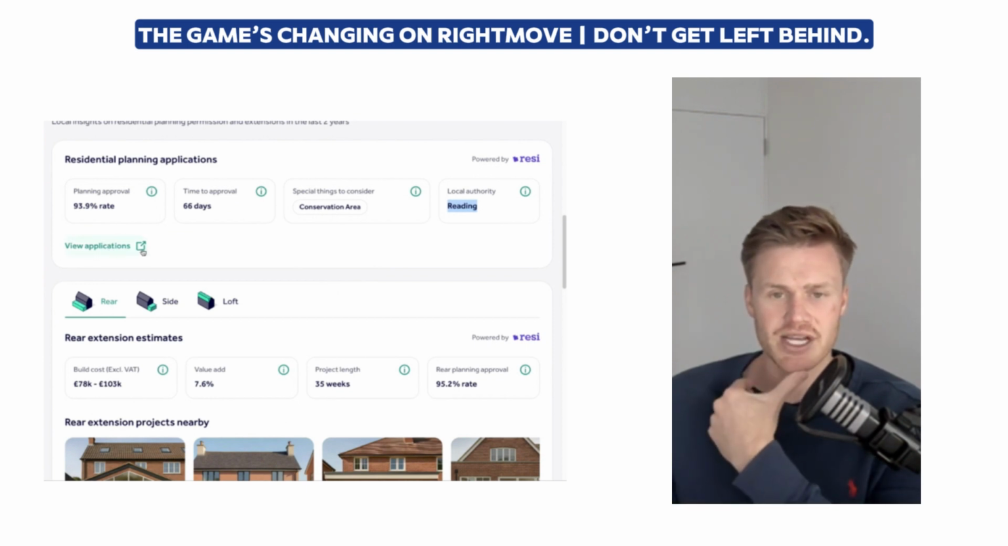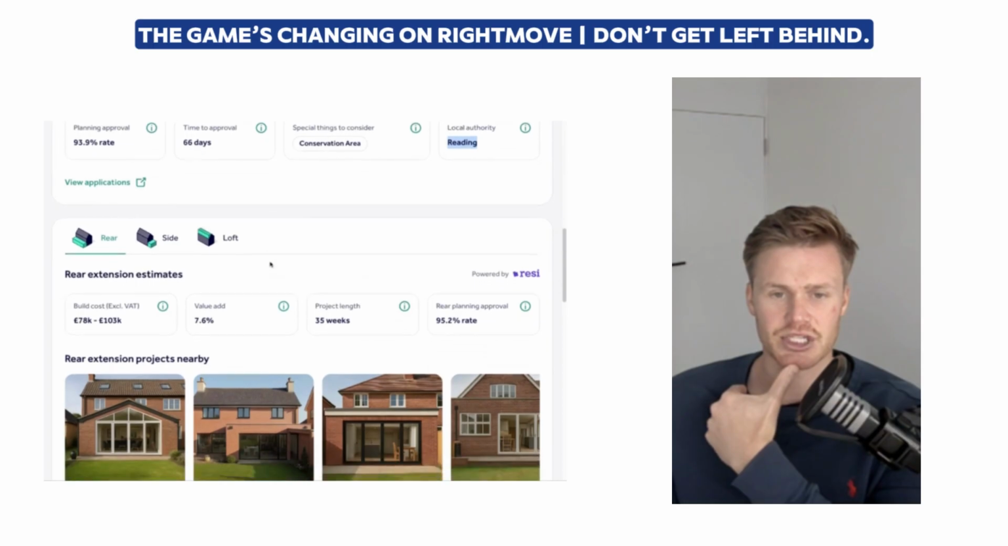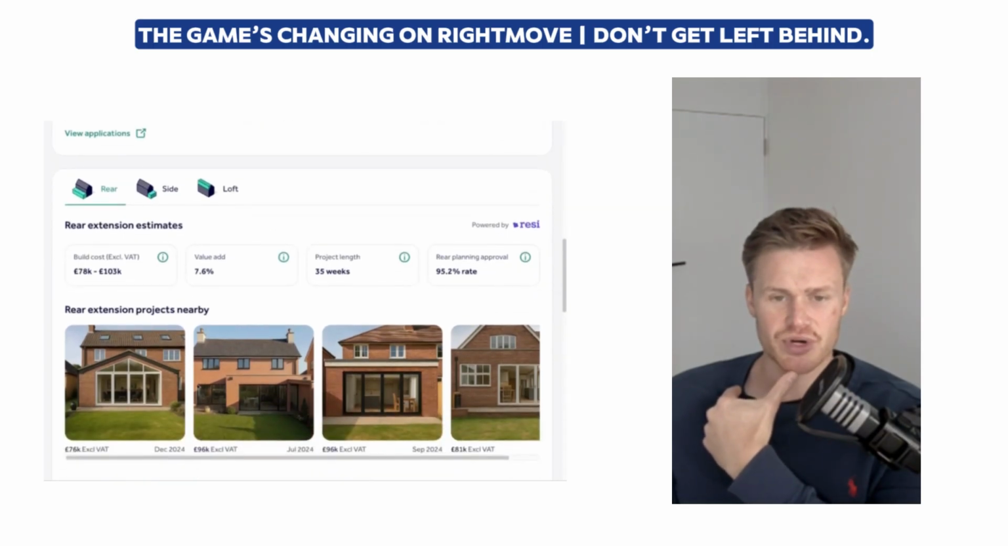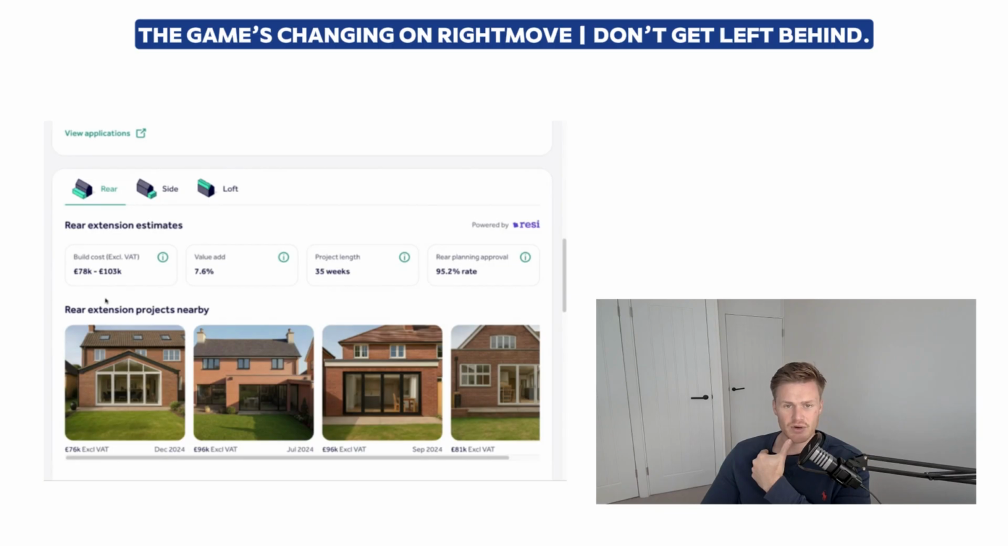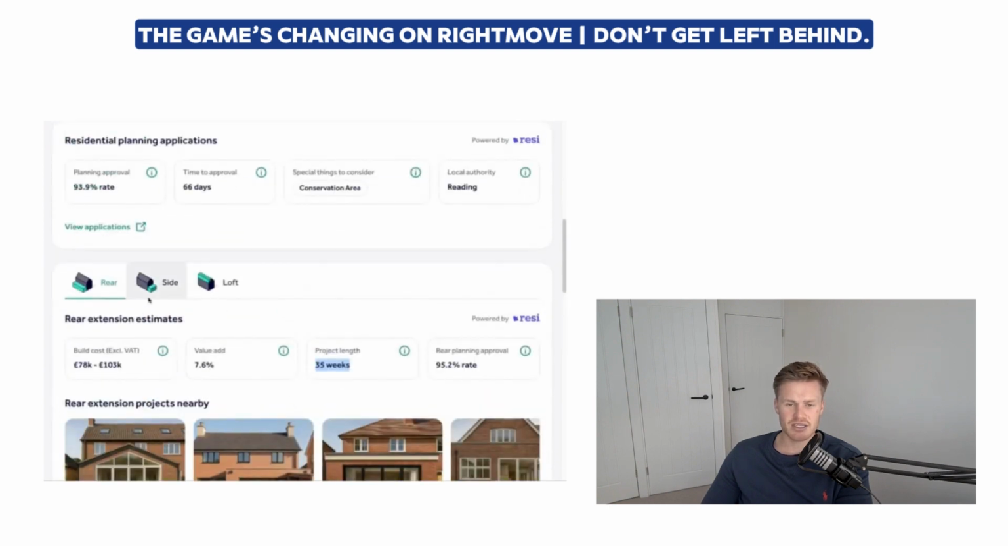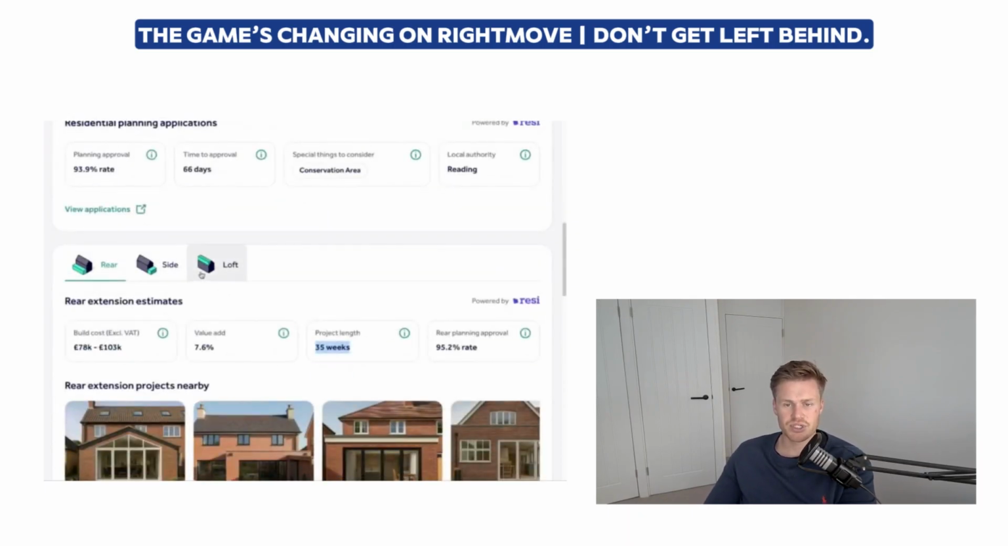You can then open that up and actually have a look at the applications within that location. And what's quite clever, they've got CGIs drawn up here with examples of nearby projects and roughly what they would cost, what years they were approved, and the estimated build costs. And then, to be quite frank, looking at a standard 5 meter wide by 3 meter extension, this probably isn't too far off as far as cost goes. They also make an estimate of the value add and also the project length. So as a very ready reckoner, it's so simple, straightforward, it's free, it's on Rightmove. So hopefully I've now drawn your attention to it. You can have a look at it.